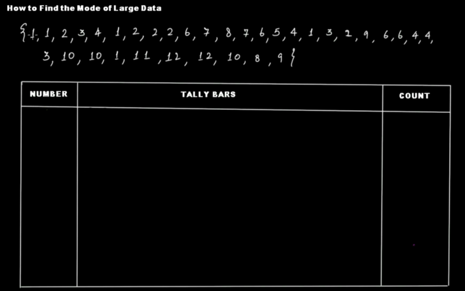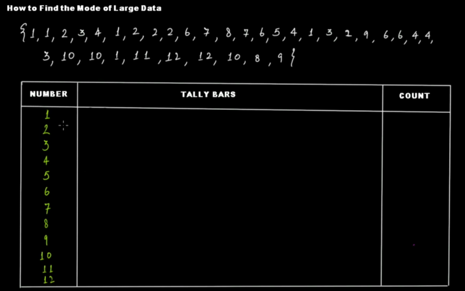So start from 1. We don't have zeros here, so start from 1. Then we have 2. Then we have 3. Then we have 4. Do we have 5? Yes, we have 5. Do we have 6? Yes, we have 6. Do we have 7? Yes, we have 7. We have 8. We have 9. We have 10. We have 11. And we have 12. Okay.